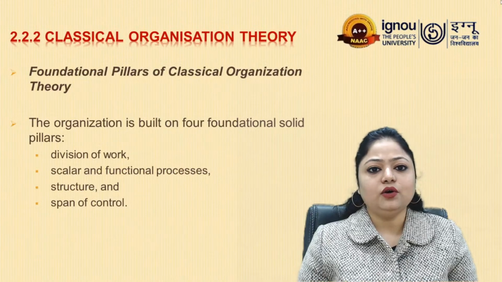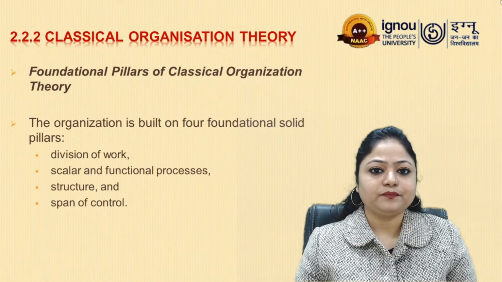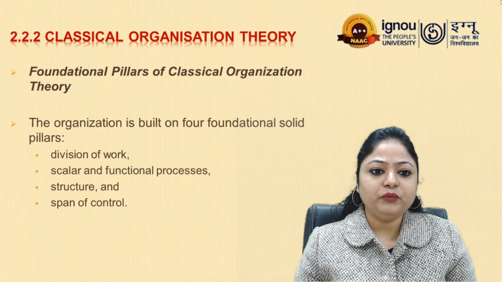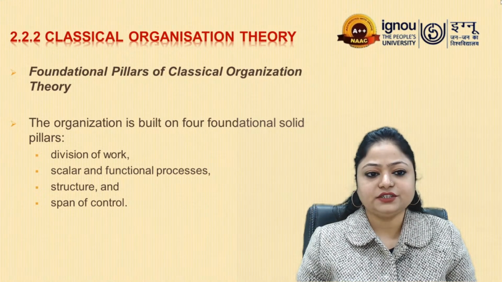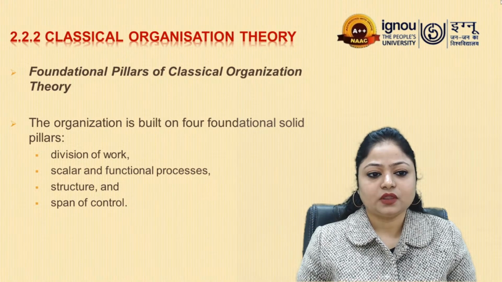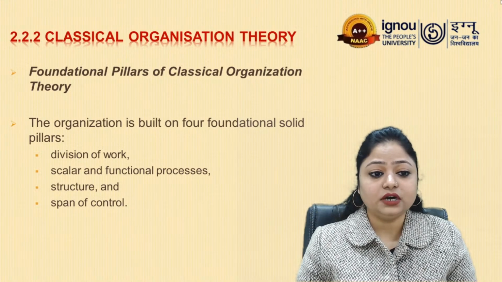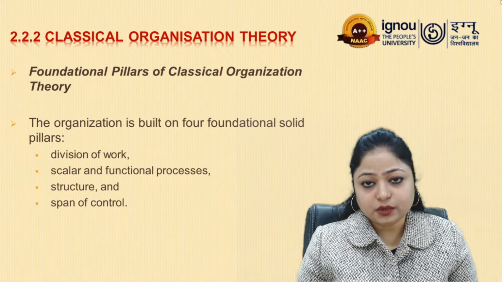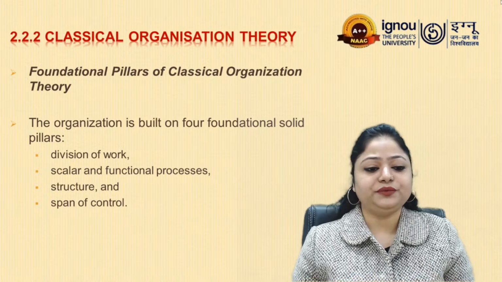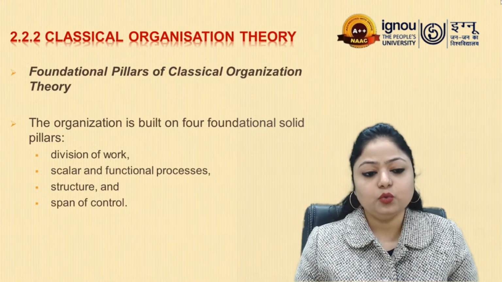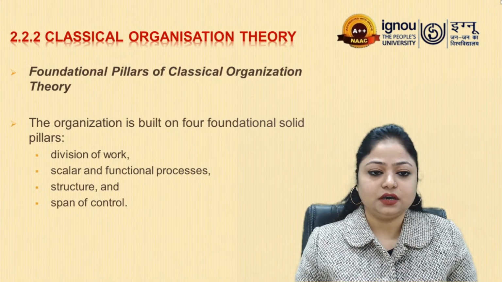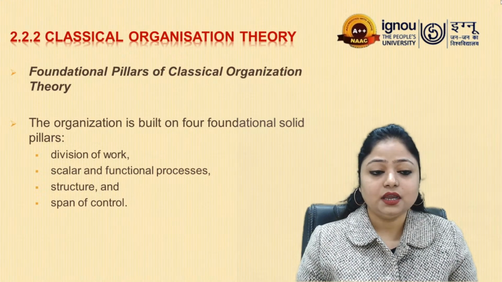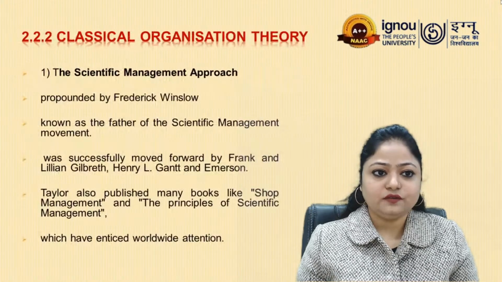So the classical organizational theory suggests that there are four major pillars of foundation of the organization. What are they? The division of work, scalar rule, and functional processes. Then the structure, and span of control. What are these? We'll be discussing them in the 14 principles of management given by Henri Fayol, coming in the last section of this particular unit.